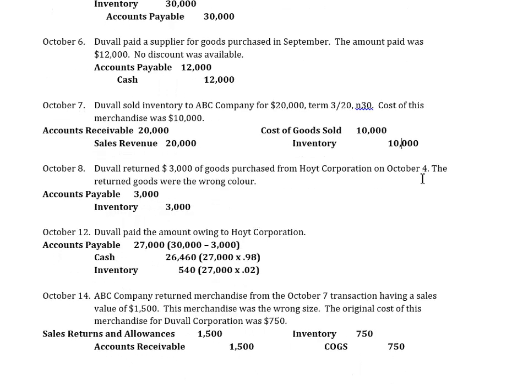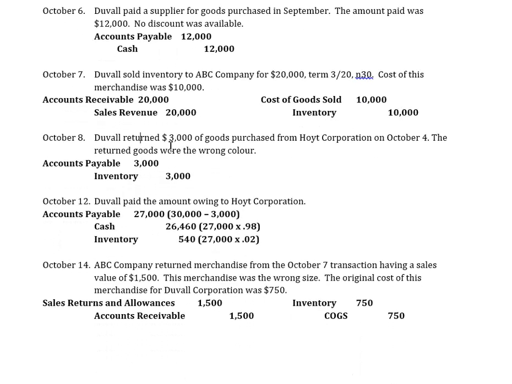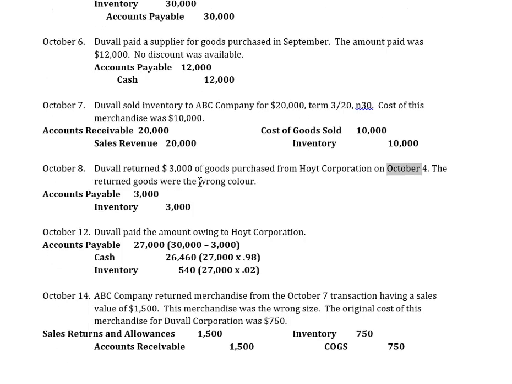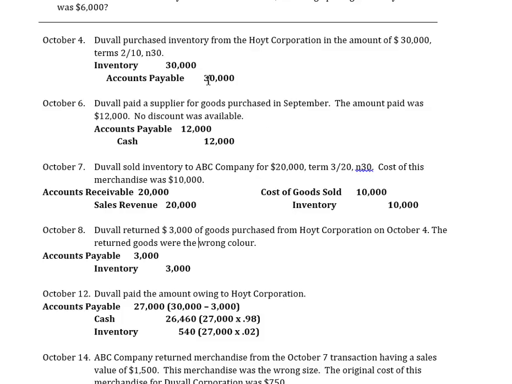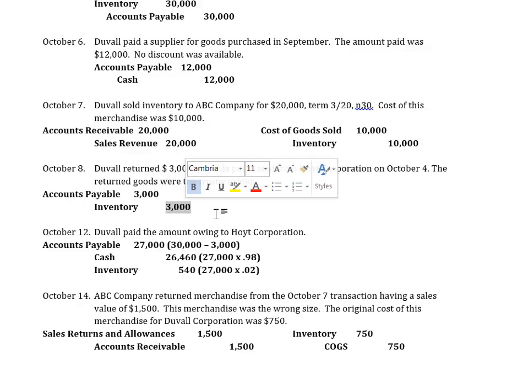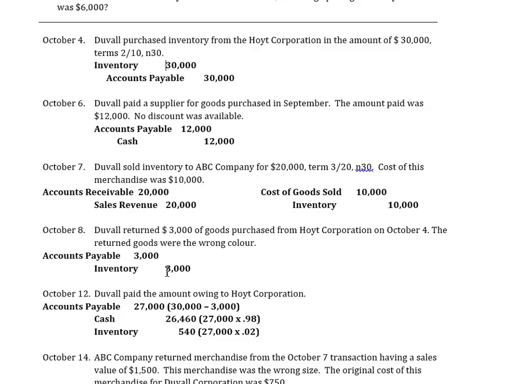Now, on October the 8th, Duval decided that $3,000 of the inventory that they purchased from Hoyt on October the 4th was the wrong color. So Duval decided to return it. What's going to happen? On October the 4th, they thought they were going to pay Hoyt $30,000. But they're not going to pay him $30,000 now. They're going to pay him $30,000 less $3,000, which is $27,000. So they're going to reduce the accounts payable by $3,000, and they're going to return $3,000 of the inventory that they put in at $30,000.